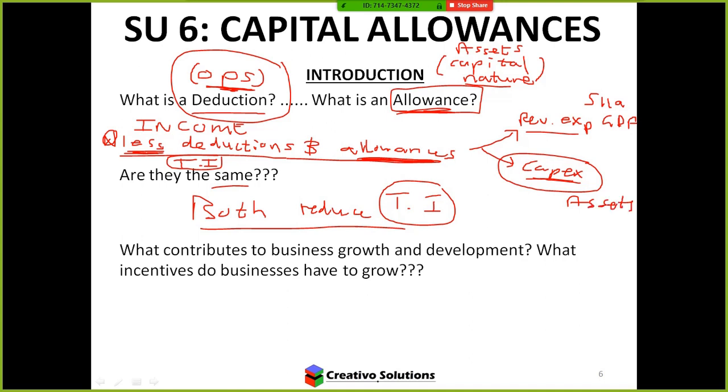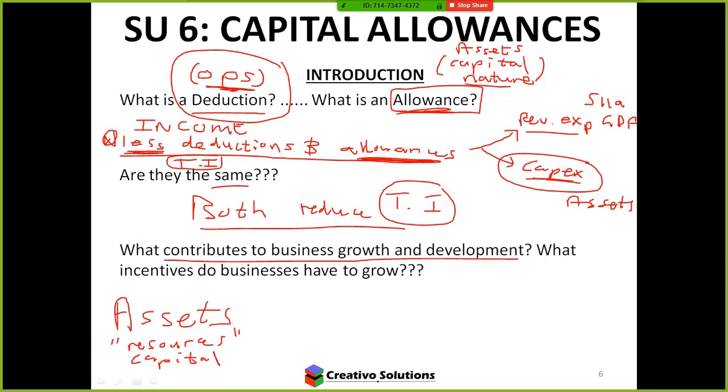Right, and the last question, just for consideration: what contributes to business growth and development, and what incentives do businesses have to grow? Any idea? Let's look at the first one. What contributes to growth and development? So, in other words, how does a business grow? What does a business need? It needs sales, okay, that's operational. Before you can make more sales, what do I need? Capital. Yes. We need more assets, we need more resources, we need more capital. And that's exactly what we're looking at here.